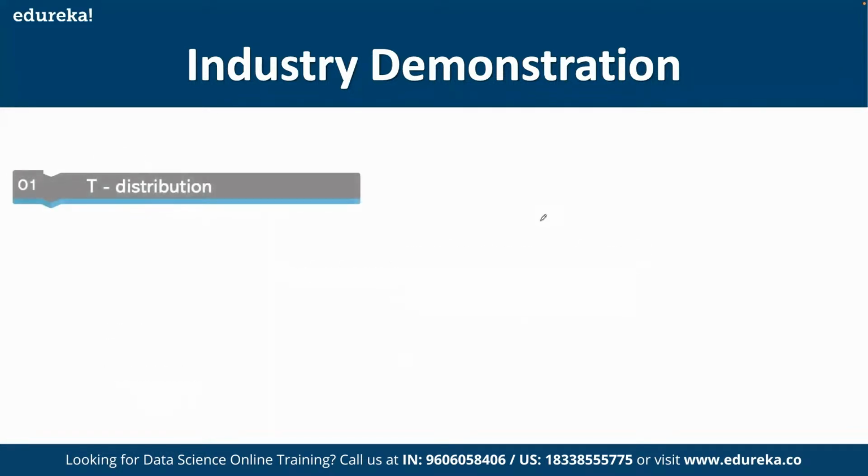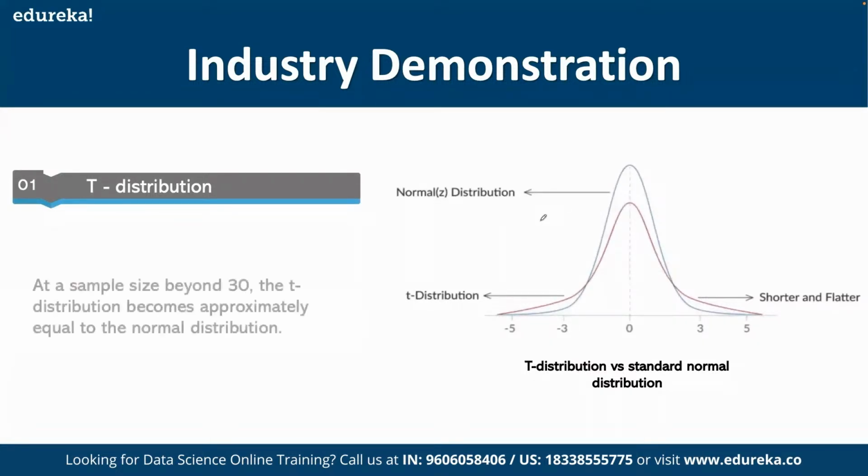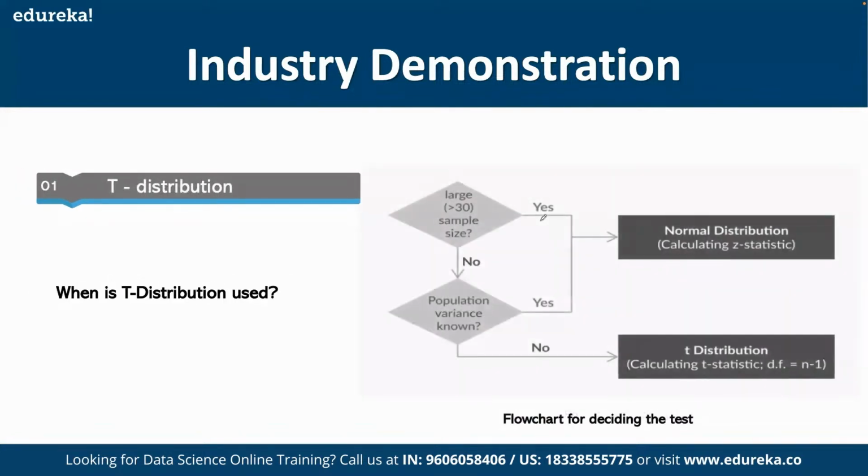Apart from that, we've got the t-test and the t-distribution. This is a diagram which describes the t-distribution. The t-distribution is a little bit shorter and flatter. At a sample size beyond 30, the t-distribution becomes approximately equal to the normal distribution. We use the t-distribution when we are calculating the t-statistic with degrees of freedom n minus 1.